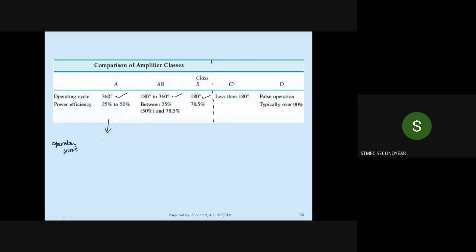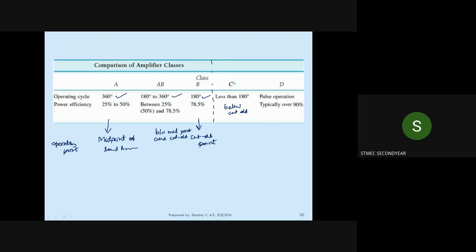The operating point for class A is midpoint of load line. Okay. Then for class B, it is cutoff point. Right. Here, between midpoint and cutoff. So in order to obtain this much angle, you have to bias like this. And for class C, it is less than 180 and below cutoff point we are biasing. That is syllabus focus. Okay. Then there is class D for pulse applications.